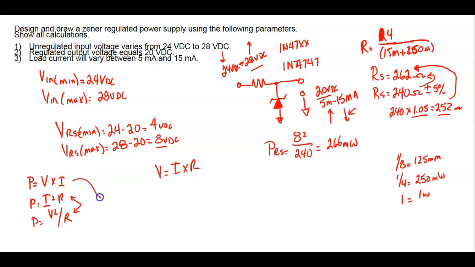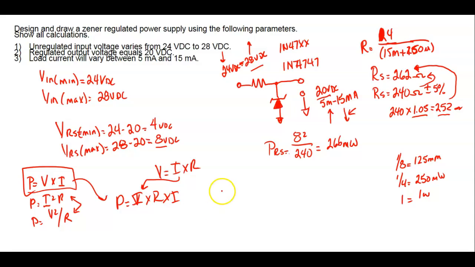So I can take this formula right here and say P is equal to I times R times I. So what I did is I substituted that in there for volts, and that's where that formula came from. This is your main power formula, but we're taking Ohm's law and substituting it in for each one of these things, right?